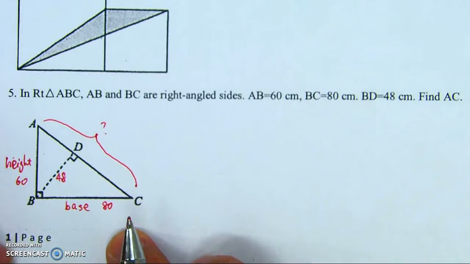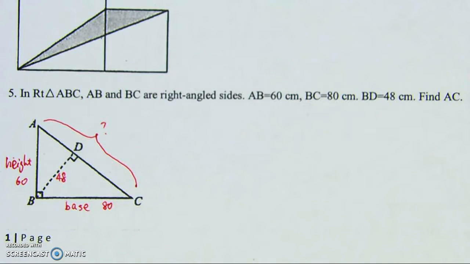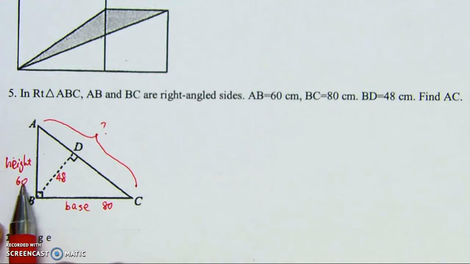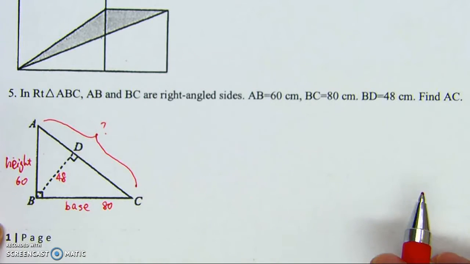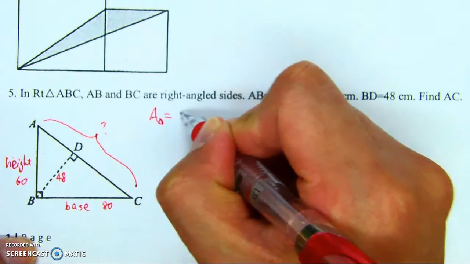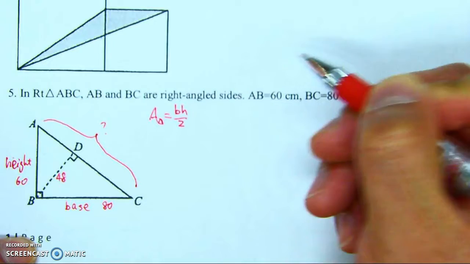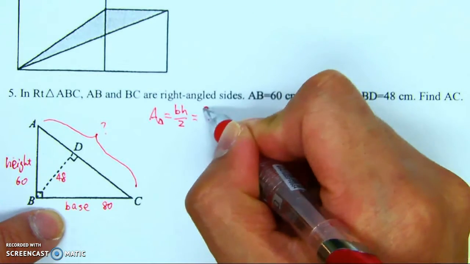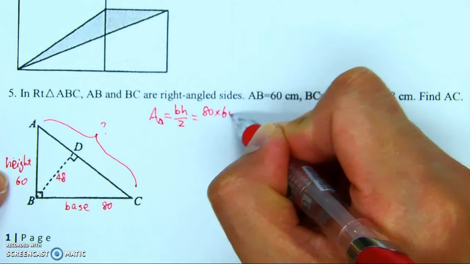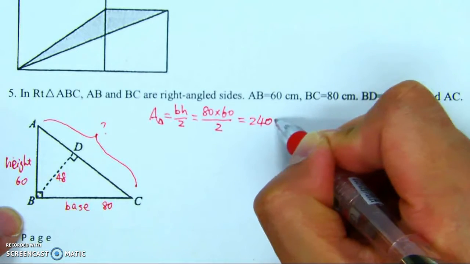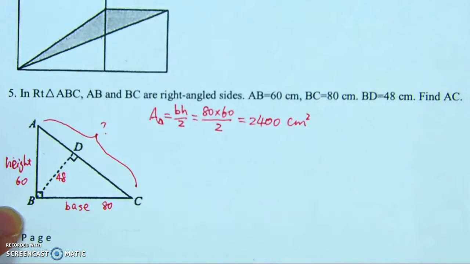Now because you are given the base and height, you will definitely think to calculate the area. So we try the area first. The area of the triangle equals base times height divided by 2. Write the formula first. And then we have the base 80, and then the height 60, and then divide by 2. So the answer is 2,400 square centimeters.